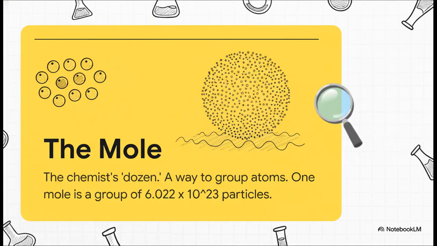The best way to wrap your head around it is to think of it as the chemist's dozen. You know how a dozen is always 12 of something? Could be a dozen eggs, a dozen donuts. It's always 12. Well, a mole is the same idea. It's just a word for a very specific and very, very large number of particles. It's just a way to group them up so we can actually work with them.